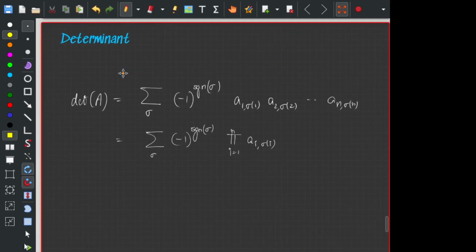So you can define the determinant of a matrix in the following way. It is the summation over all possible permutations of 1 up to n, and there are n factorial of them, remember, of -1 raised to the sign of that permutation, times a1 sigma of 1, a2 sigma of 2, a3 sigma of 3, up to an sigma of n. This is how I define the determinant of a matrix.